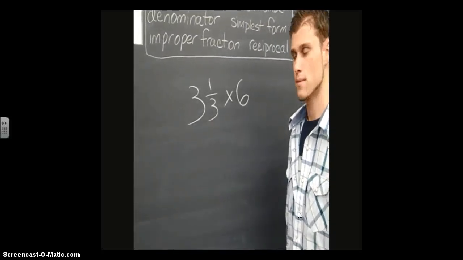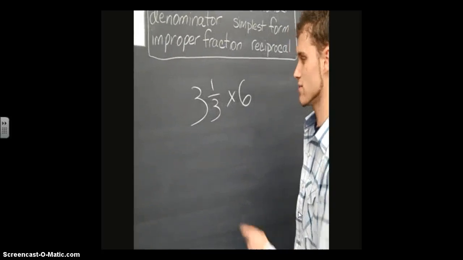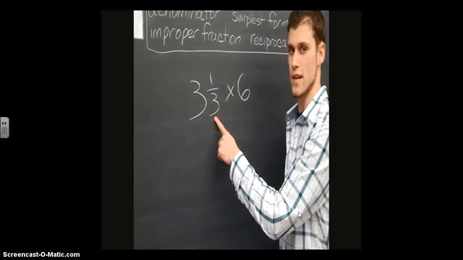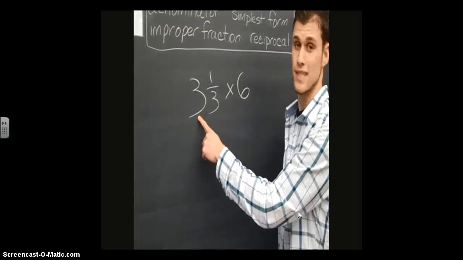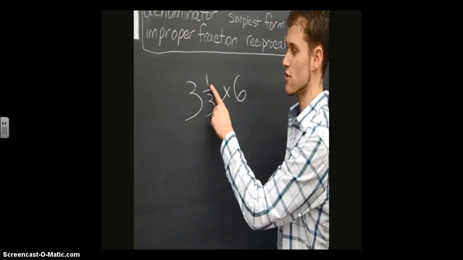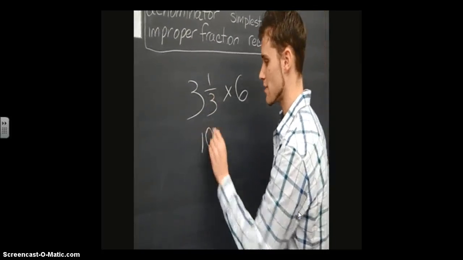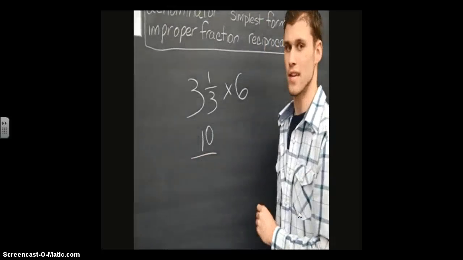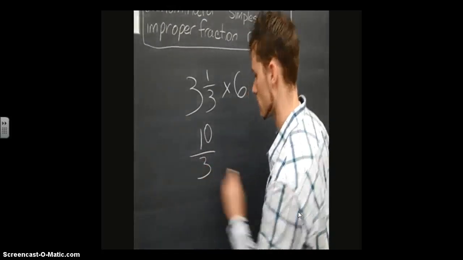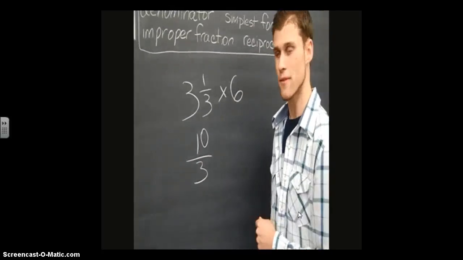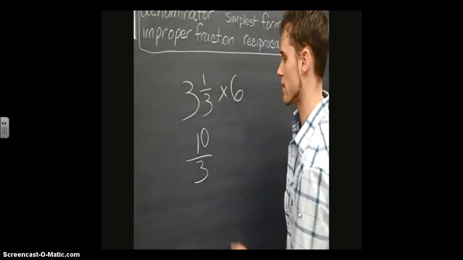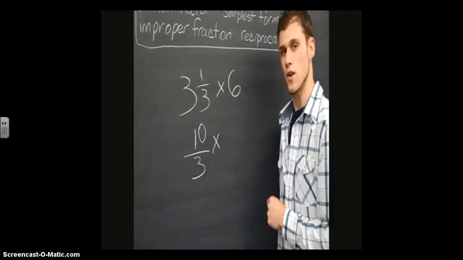How do you do that, Mr. Binkley? Okay, to get an improper fraction, you take the denominator, which is 3 here, times the whole number. So 3 times 3 is 9. Add your numerator. So 3 times 3 was 9, plus 1 is 10. That's my numerator. You keep your denominator the same. So 10/3 is my improper fraction for the mixed number 3 1/3. Times 6, the whole number.